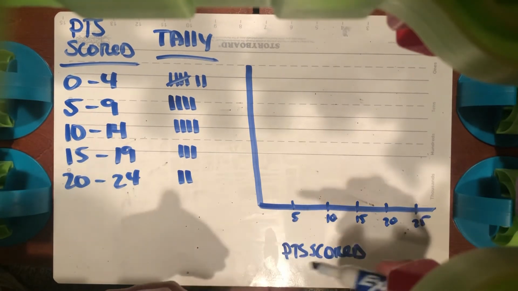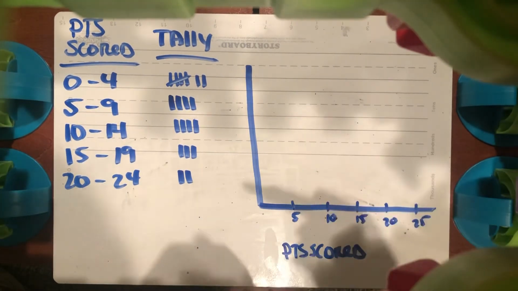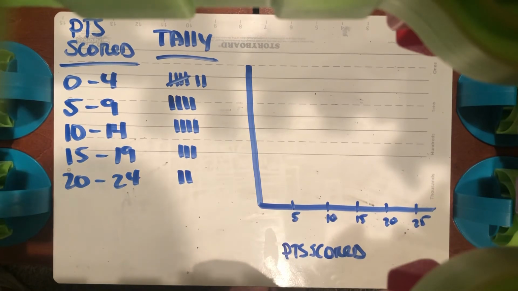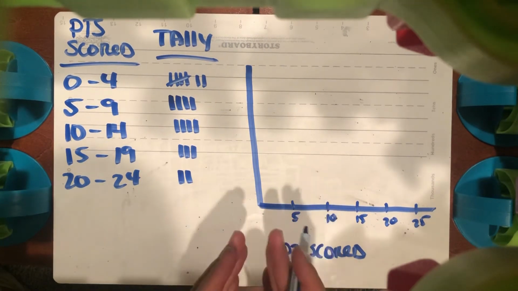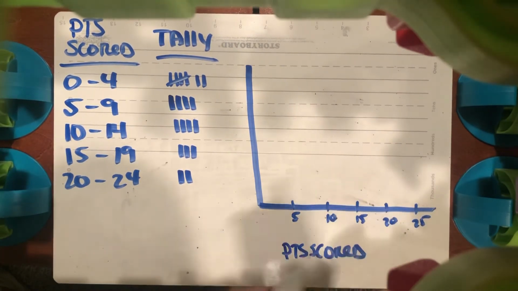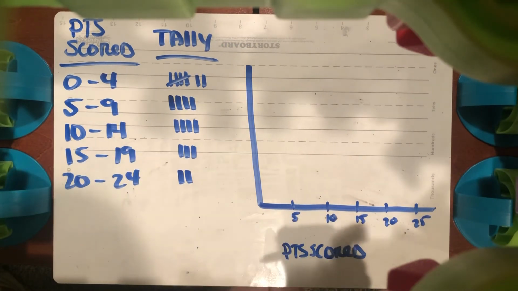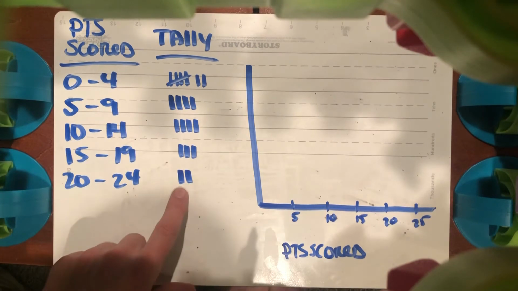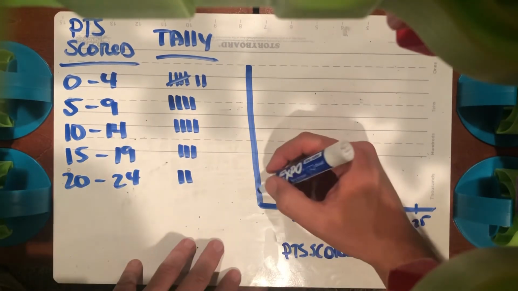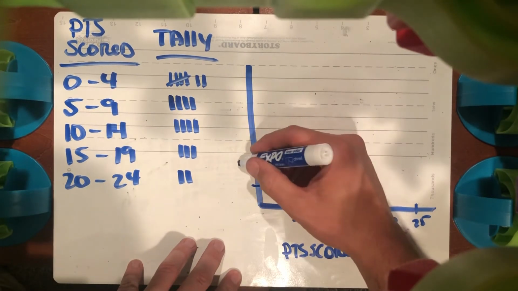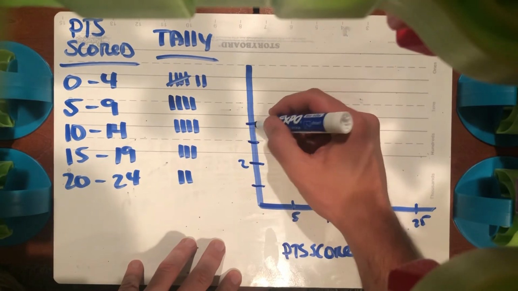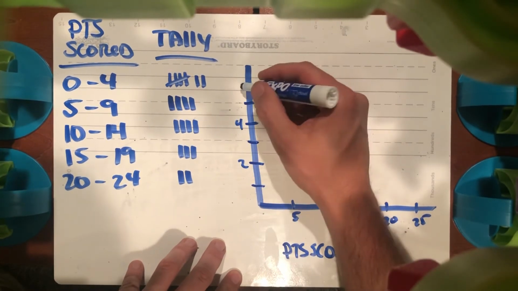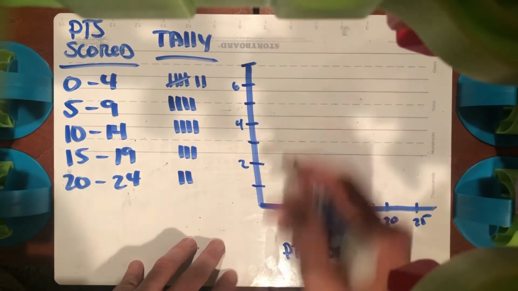And then the tally is going to represent how many games there were in that window of 0 to 4 points, 5 to 9 points, so on and so forth. For the y-axis, we need to determine the tick marks. Our lowest number of tick marks is 2 and our highest is 7, so we can probably just count by ones. 1, 2, 3, 4, 5, 6, 7.